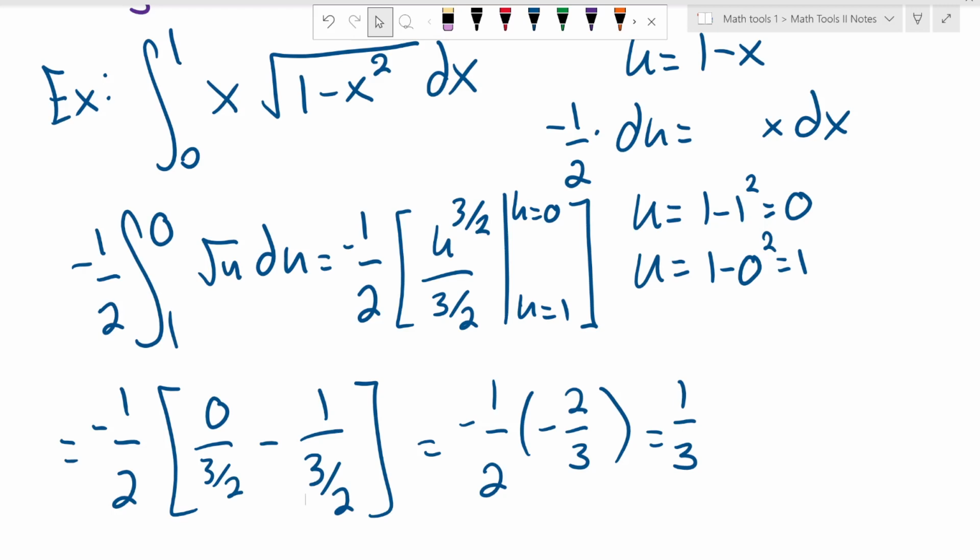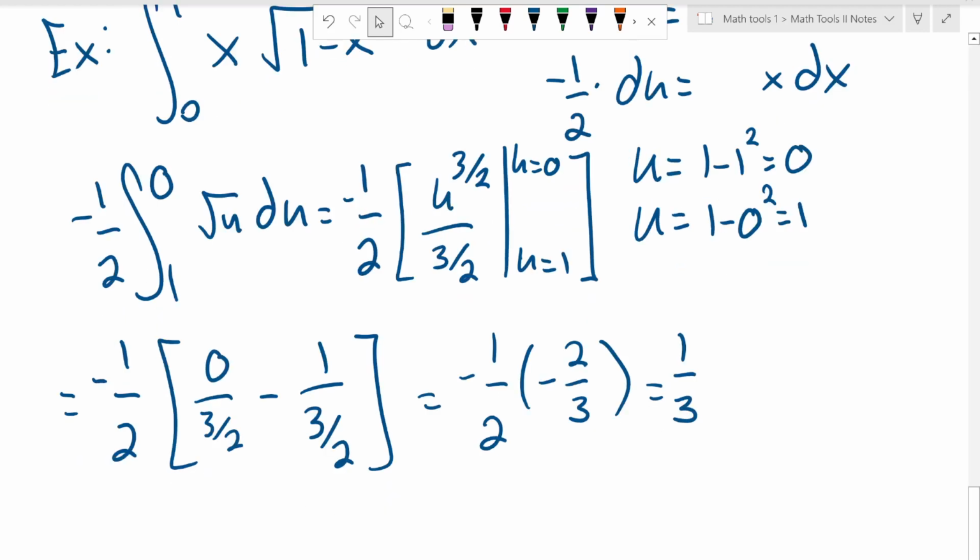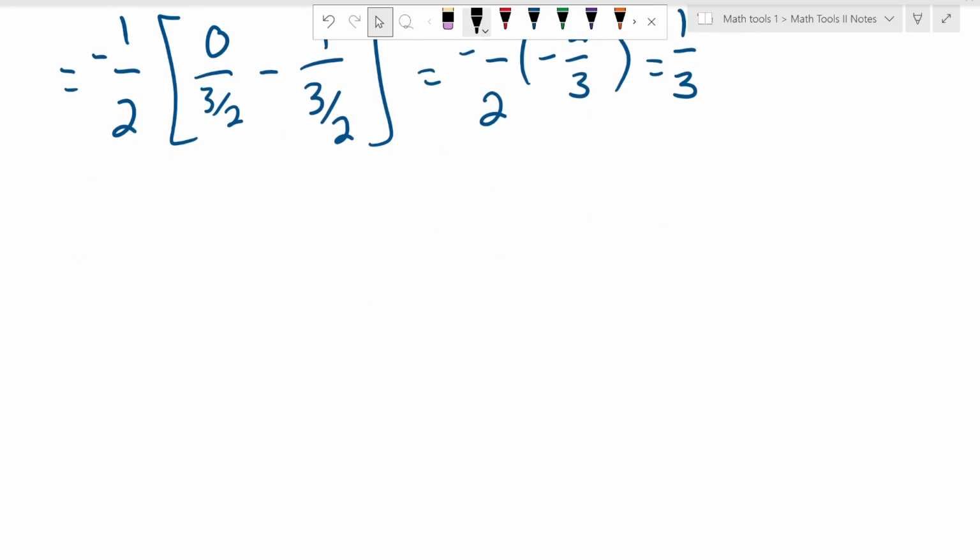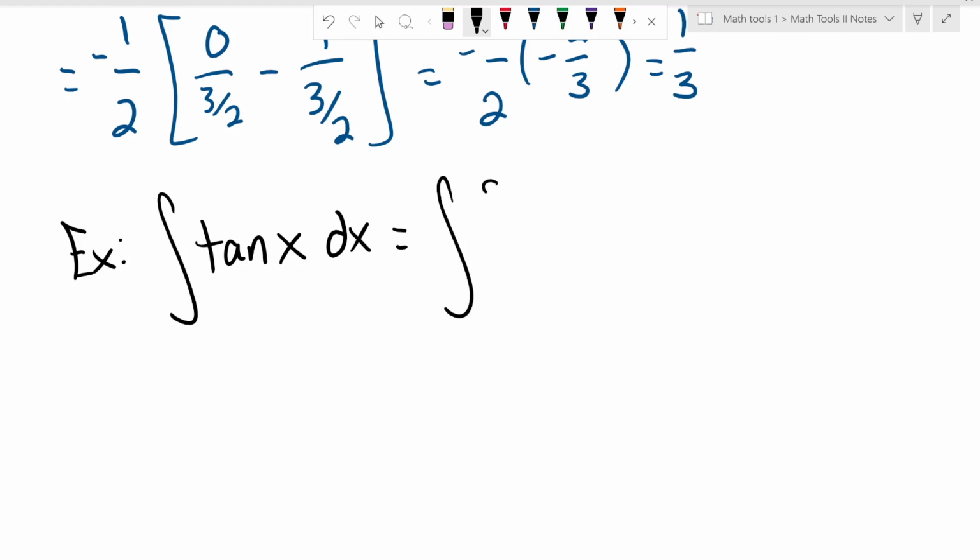Okay, let's look at another example here. Okay, let's look at a trig example. Like we saw what the antiderivative of sine and cosine were, but what about the antiderivative of tangent? That one we kind of skipped, and the reason is that we kind of needed this method in order to evaluate it. So if you remember, tangent is equal to sine over cosine, dx.